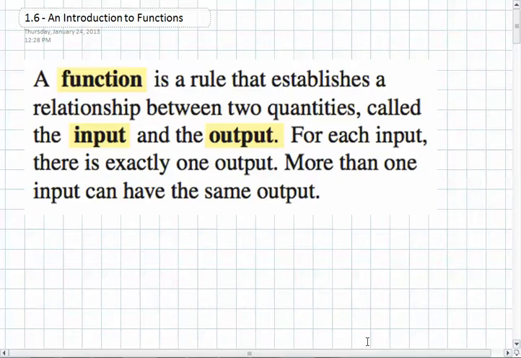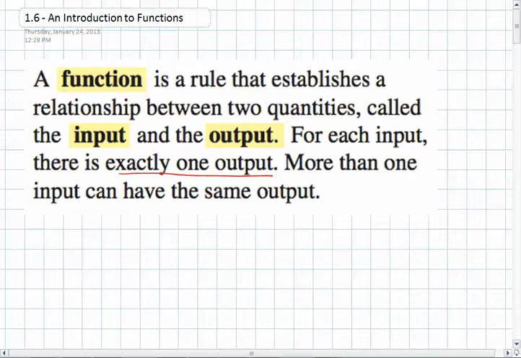We're going to spend a significant amount of time in the land of functions. There are many different types, but it's important to know that a function is a rule that establishes a relationship between two quantities called the input and the output. For each input, there is exactly one output. Super important right there. Exactly one output. More than one input, though, can have the same output.